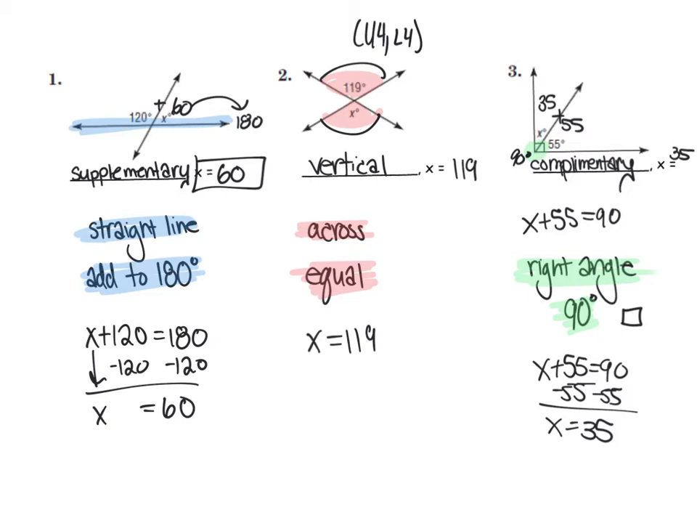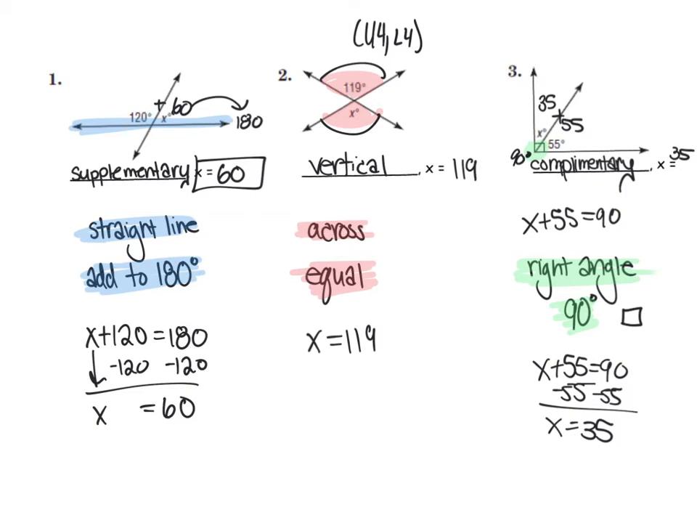So let's go through those three again. Supplementary, straight line, 180. Vertical, they are across and they are equal. And then number three, when they're complementary, when they make a right angle. So again, I'm going to put three examples up that are a little bit harder still on the next page.